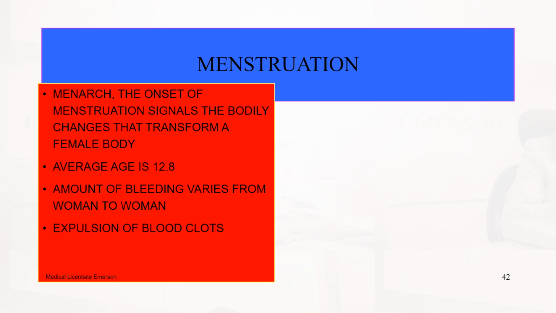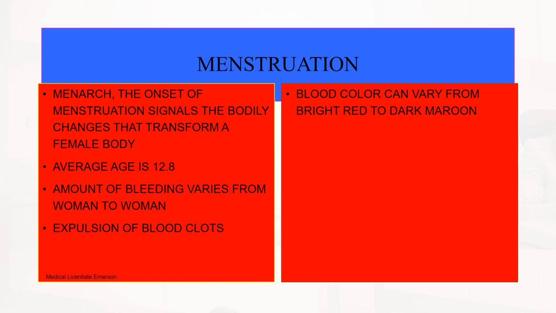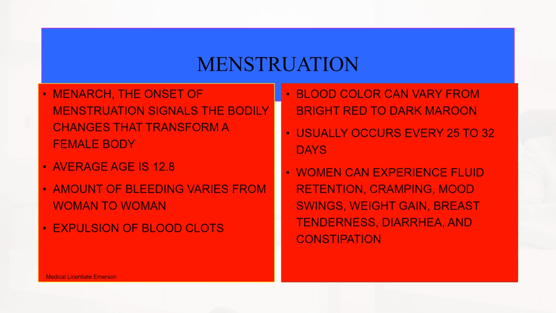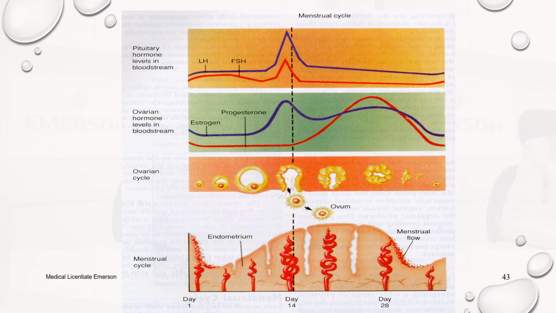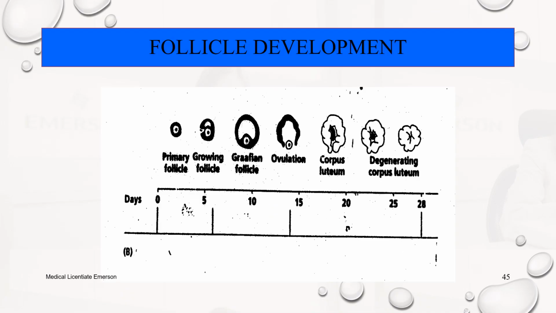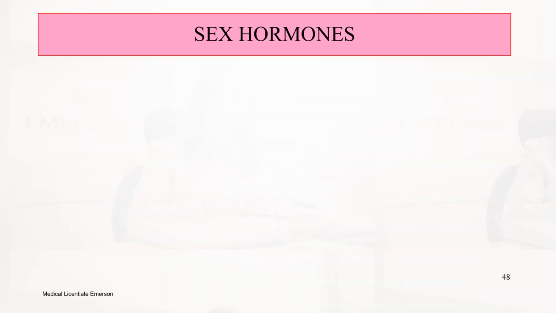Then it leads to expulsion of blood clots. Then the blood color can vary from bright red to dark maroon. Then it usually occurs every 25 to 32 days. Again, others will tell you in terms of the days, 21 to 35. So again, it just differs. Then women can experience fluid retention, cramping, mood swings, weight gain, breast tenderness, diarrhea, and constipation during it. Those are the things we have to know. We are going to discuss them in our next lecture, which of course will be on menstruation, so that's why I was skipping those parts.